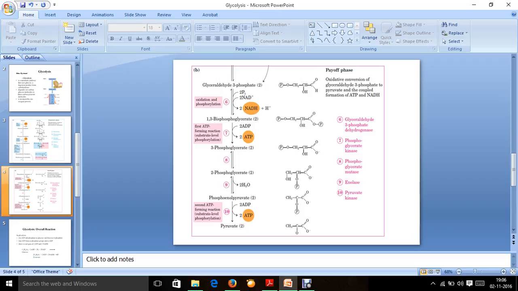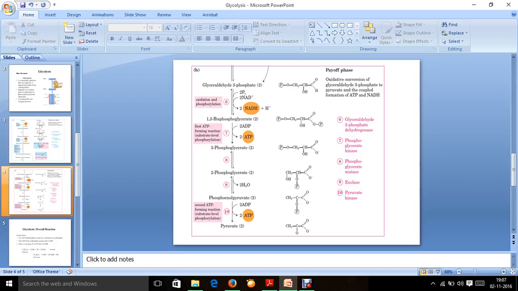Now the next step, which is the 7th step, involves the formation of 3 phosphoglycerate. Here the phosphate group from the first carbon position of this 1,3-bisphosphoglycerate is being transferred to the ADP molecule, thereby regenerating 2 ATP molecules. So this 1,3-bisphosphoglycerate is transferring one phosphate group to ADP, leading to the production of 2 ATP. This is called substrate level phosphorylation, because it involves the production of ATP from the given substrate, or at the substrate level. That is why we call it substrate level phosphorylation.